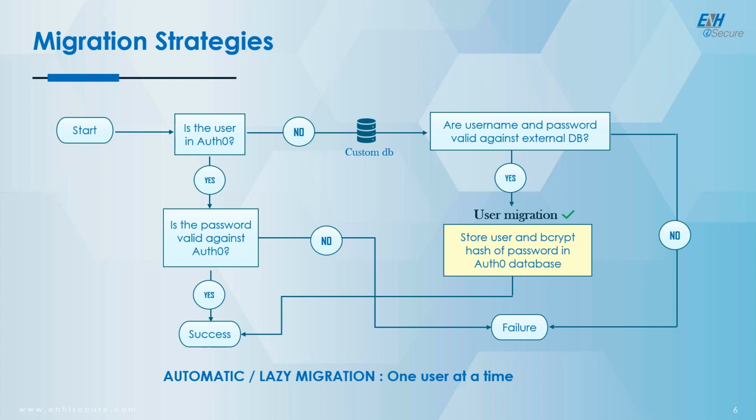If the login succeeds, Auth0 doesn't just authenticate them, it automatically migrates that user by storing their profile and a hash of their password using the Bcrypt algorithm in Auth0's database. Users migrate themselves simply by logging in. No bulk operations, no downtime, no user action required. Each successful login moves one more user to Auth0. Now let's compare this with bulk migration strategies to help you choose the right approach.